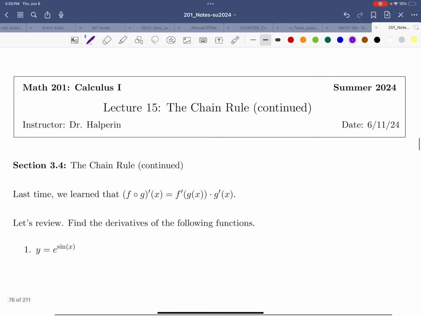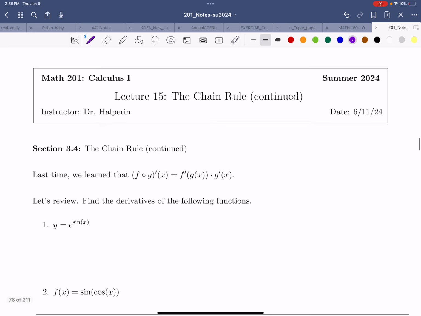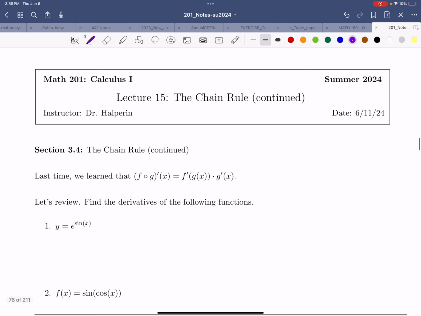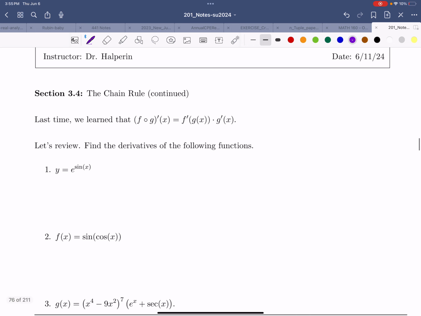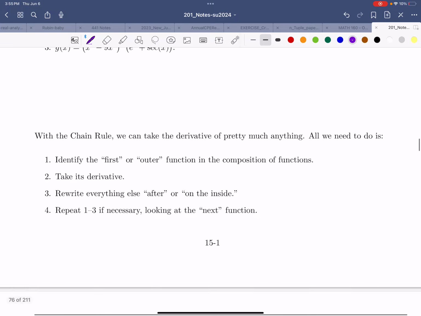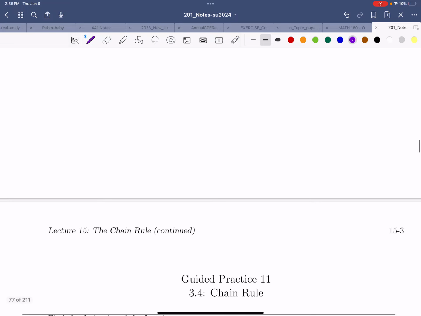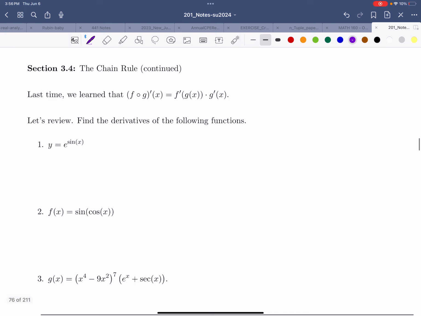so that's what we've got for the chain rule. Now let's do a whole bunch of practice. Let's find the derivatives of the following functions. Let me just make sure this is only 2 pages. Okay, perfect. Derivatives of the following functions.